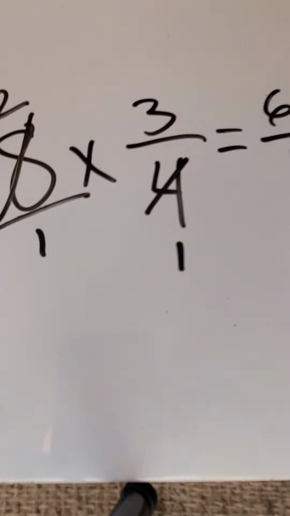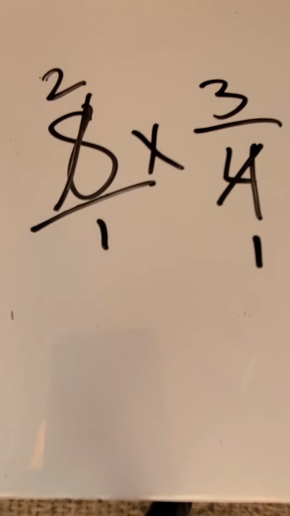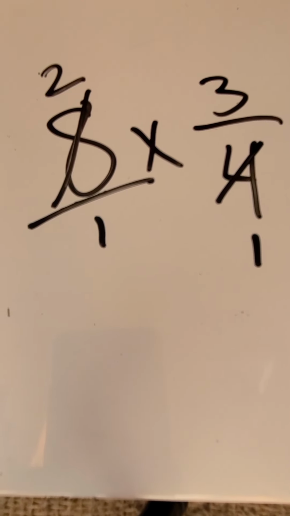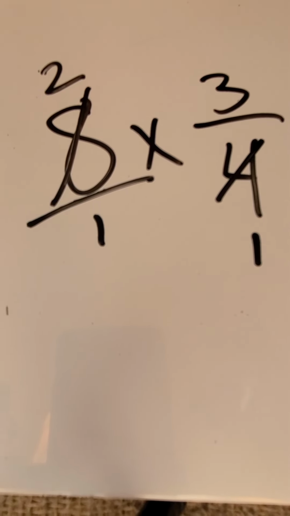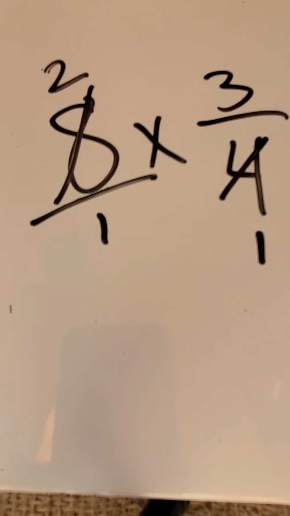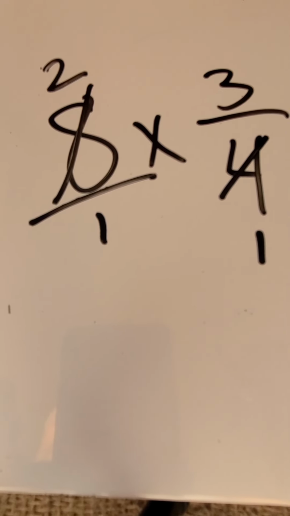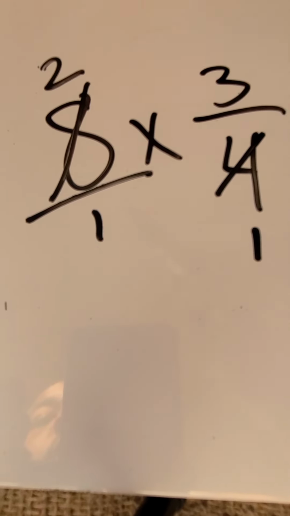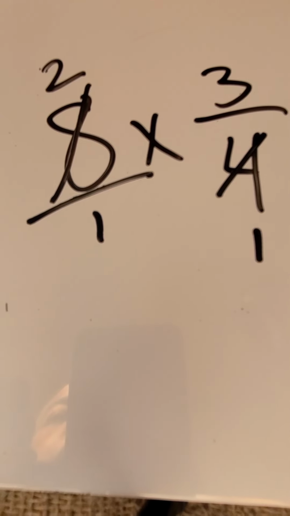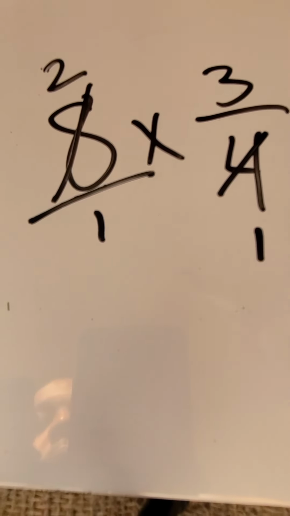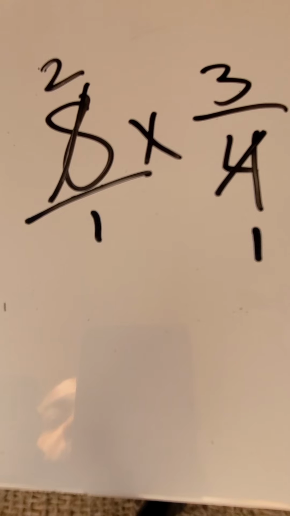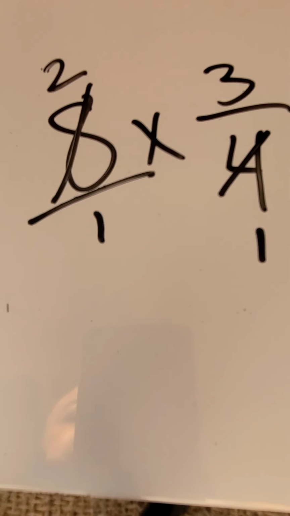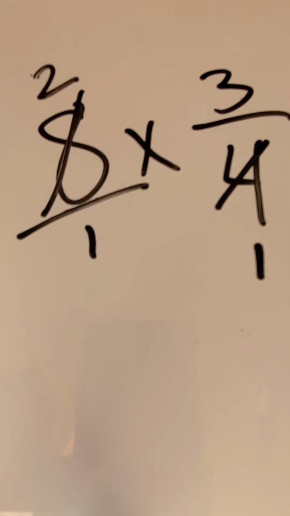Okay, so it's very simple. If we know how to multiply fractions, we can easily multiply fractions and whole numbers. Just make sure we turn this whole number into a fraction, and we simply do that by just putting a 1 in the denominator. Let's look at another example.